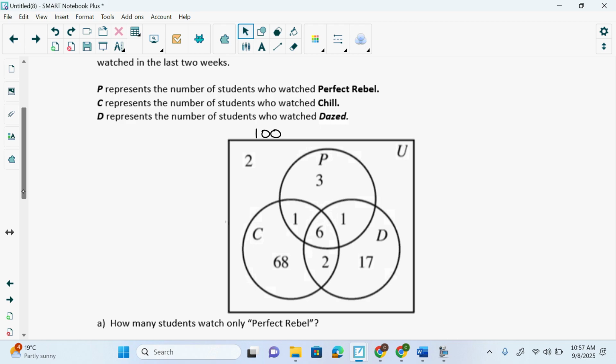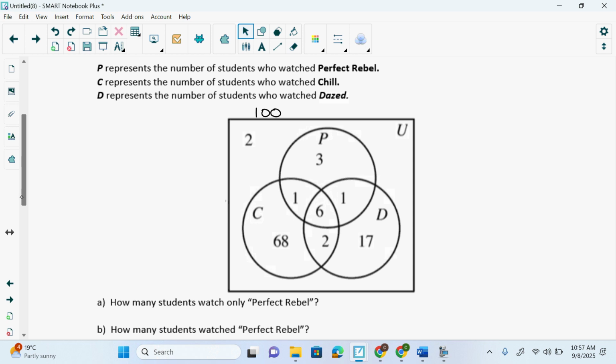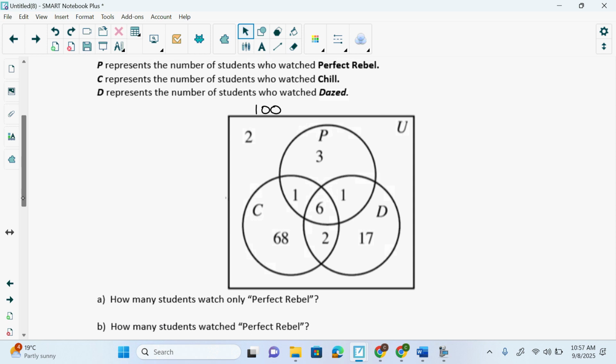Okay? All right, so here it says, P are the number of students who watched Perfect Rebel, C, Chill, and D, Dazed. Okay. How many students watched only Perfect Rebel? How many would it be? 3, just these. Because these overlapped with D and C, but they didn't just watch P, right? So this one would be 3.